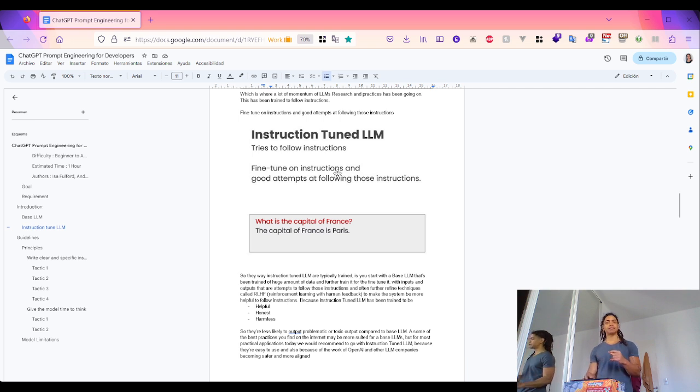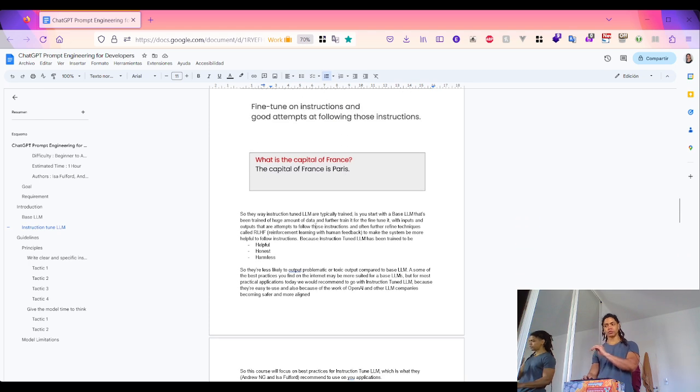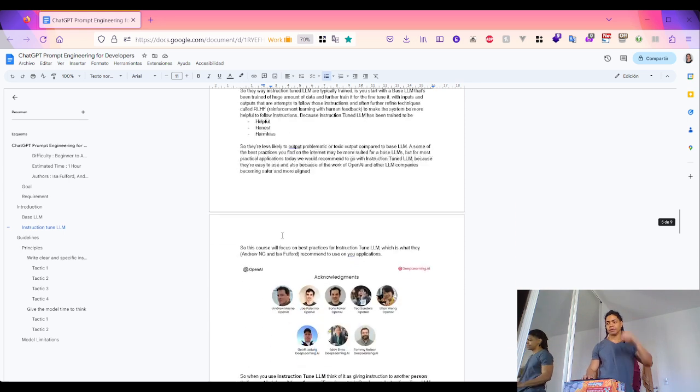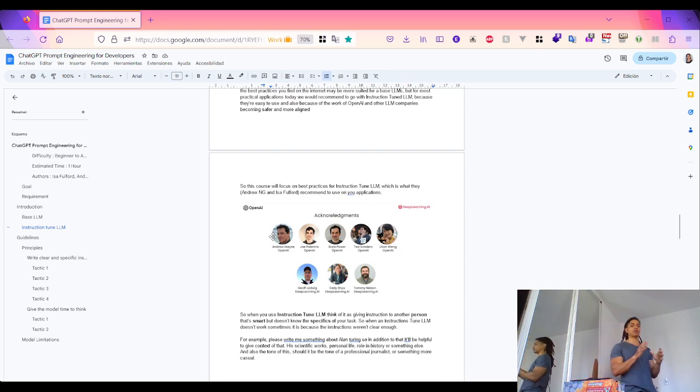Some of the best practices you find out there on the internet may be more suited for base LLMs. But for most practical applications today, we recommend going with instruction-tuned LLMs because they're easy to use and, because of the work of OpenAI and other LLM companies, becoming safer and more aligned. So this is the introduction.